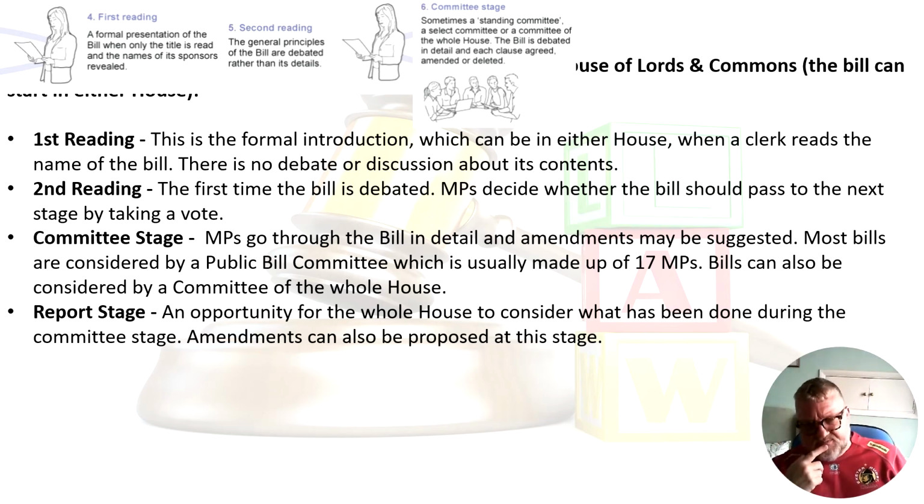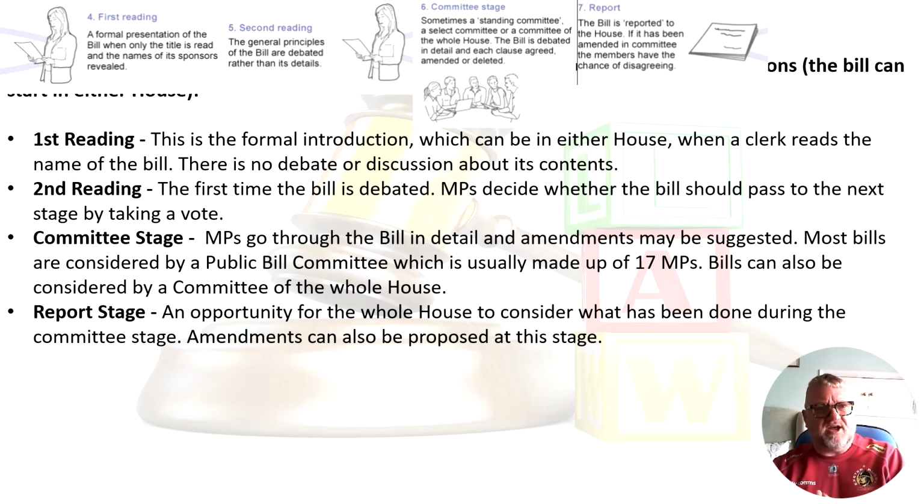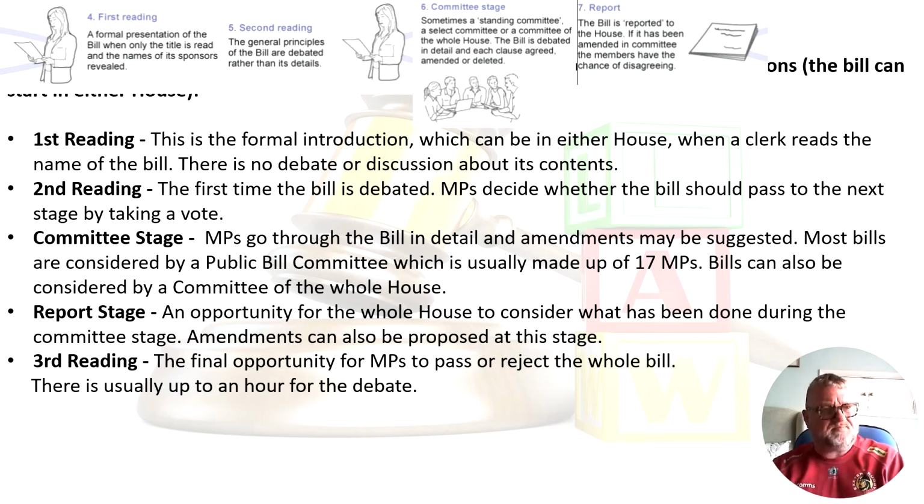Once it's been through the committee stage, it goes to the report stage. That's where the whole House considers what's been done during the committee stage, and amendments can then also be proposed at this stage. So at the report stage, the bill has been amended and members have a chance to agree or disagree with what the committees have come up with.